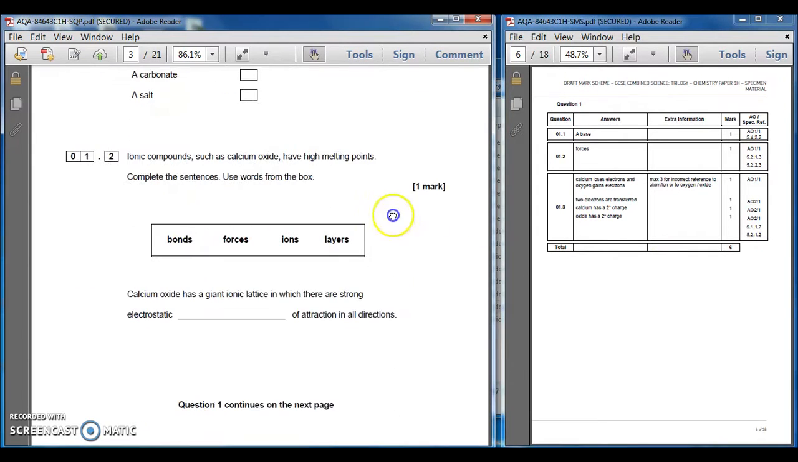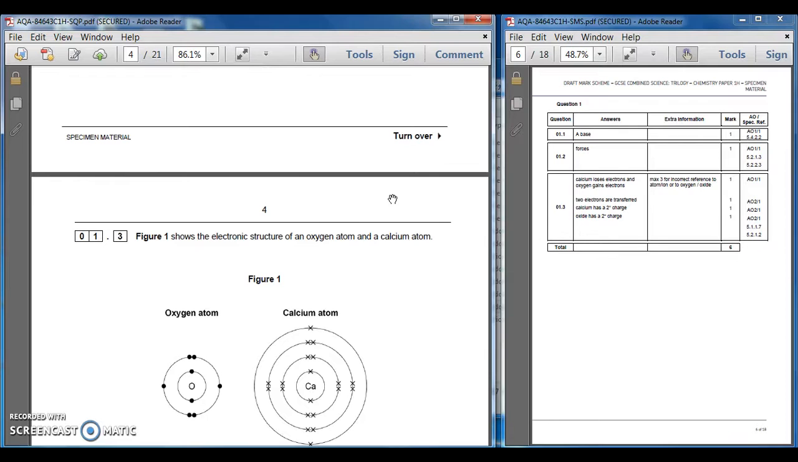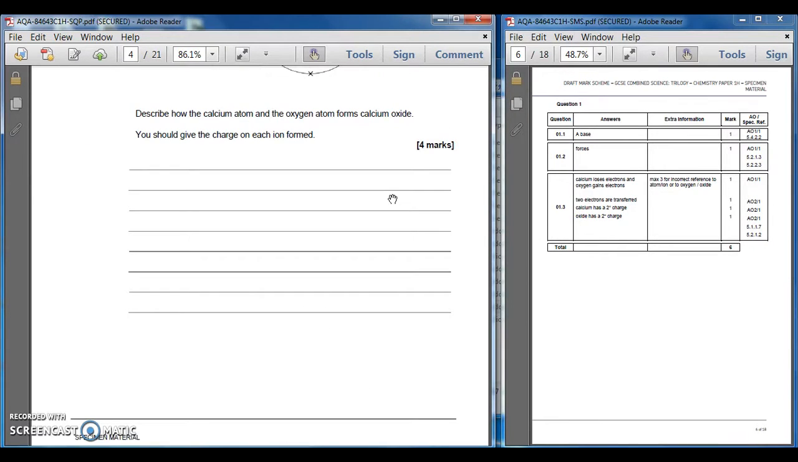The second one that we need to put down is forces. We've most commonly put bonds as an incorrect answer. We're looking at electrostatic forces of attraction in an ionic substance, and continuing on that theme, while we're talking about ions, this one here is asking you to give the charge on the ion. A lot of people didn't even say that there's a charge. That's the clue which one you need to be talking about. Anything about sharing electrons is not right in this case.